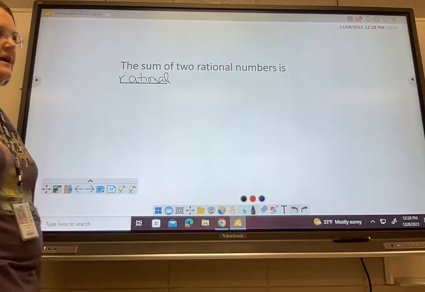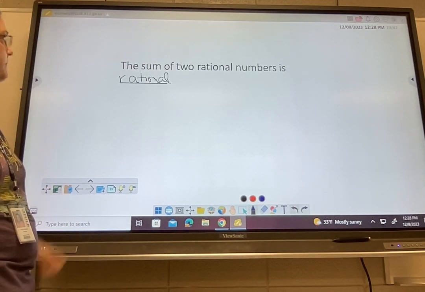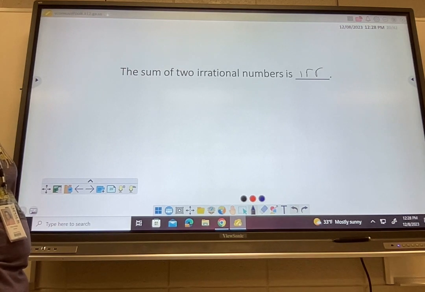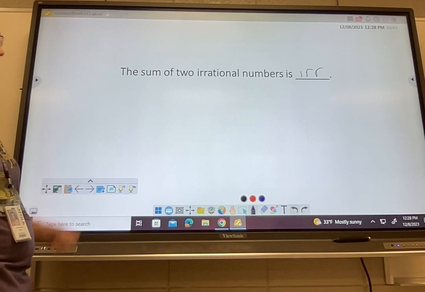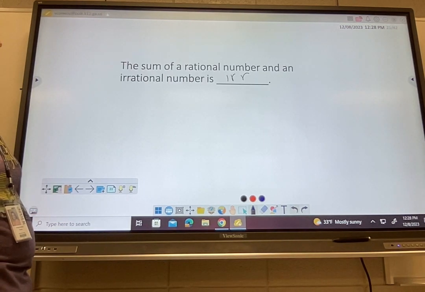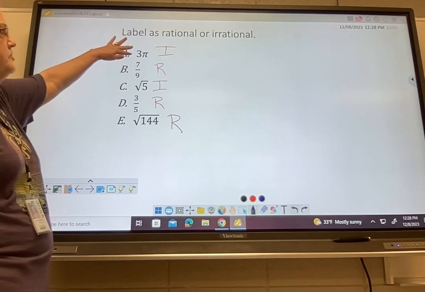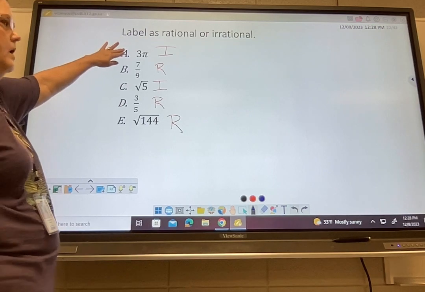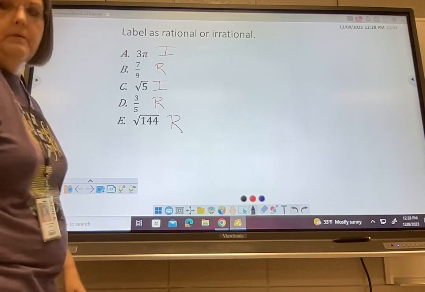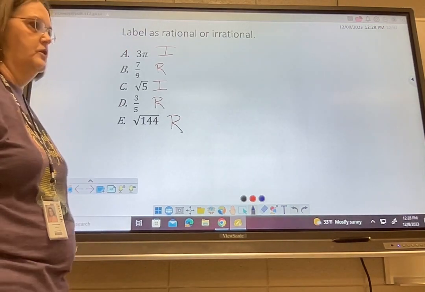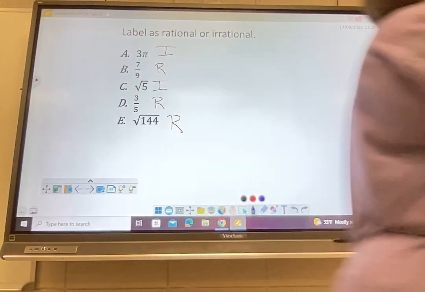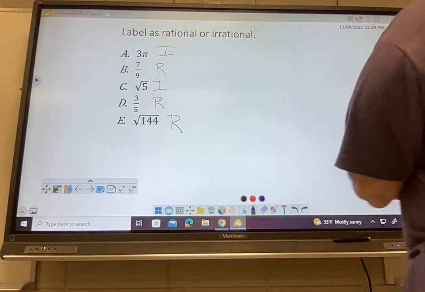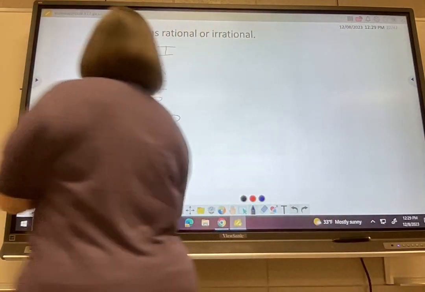The sum of two rational numbers is rational. The sum of two irrational numbers will be irrational. The sum of a rational and an irrational number is irrational. All right, this is irrational. Where pi is concerned, pi is going to always be irrational. You can put it in your calculator and take a look at it. If it fills the calculator screen up without showing any kind of pattern, then it doesn't work.